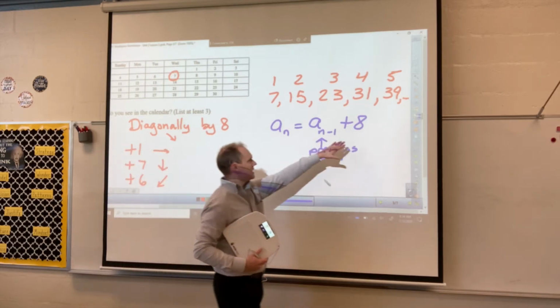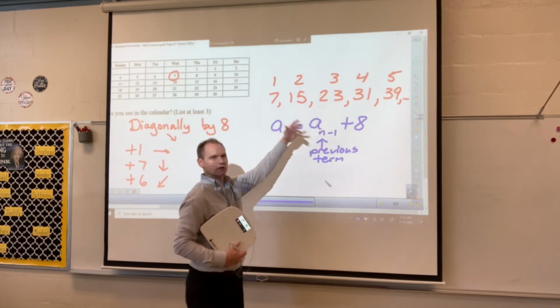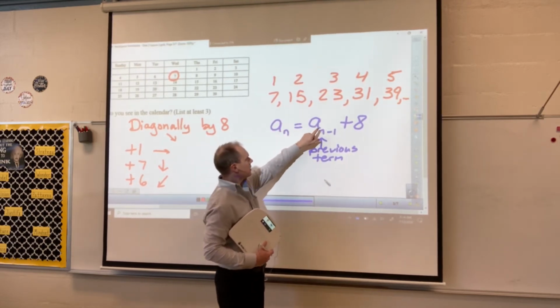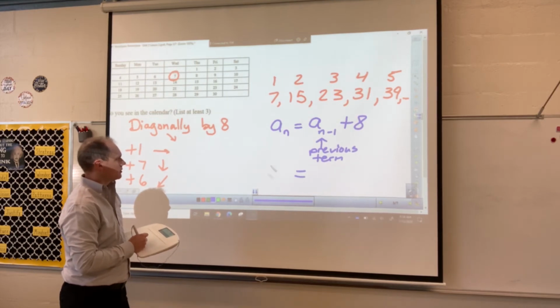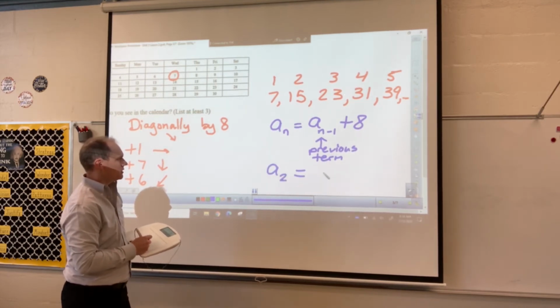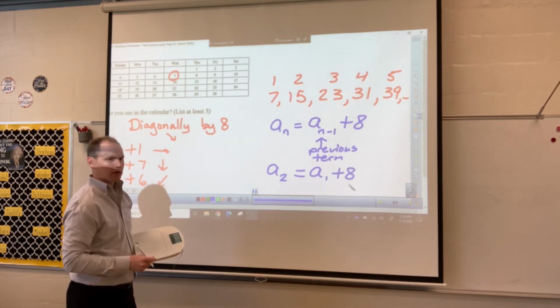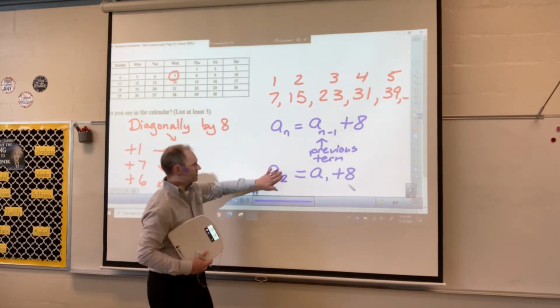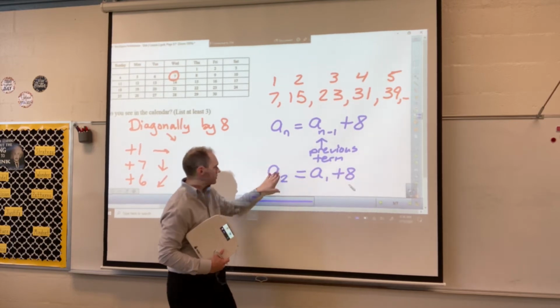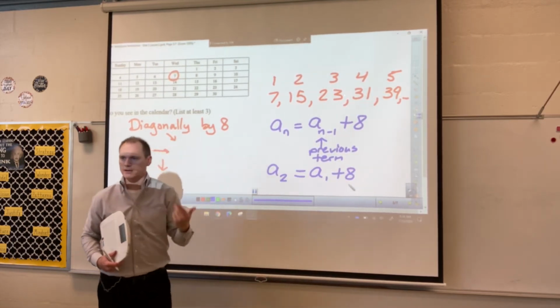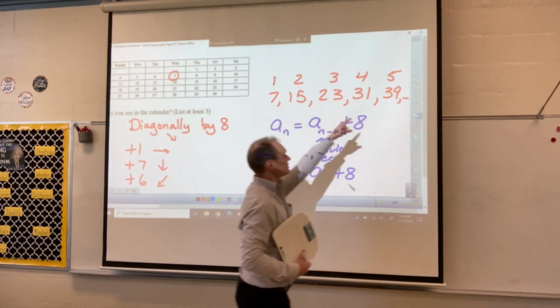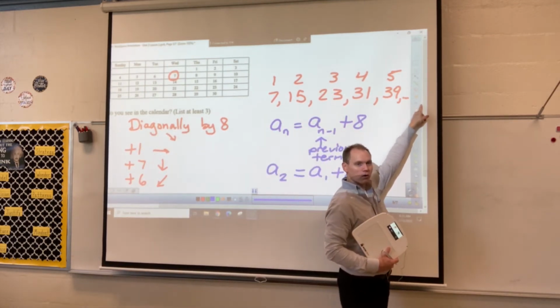So we're adding 8 every time to the previous term to get the next one. So for instance, we would say the second term is equal to the first term plus 8. The third term is equal to the second term plus 8. The fourth term is equal to the third term plus 8. It's that recursive idea. So if I were to ask you what the sixth term is, what would you do?